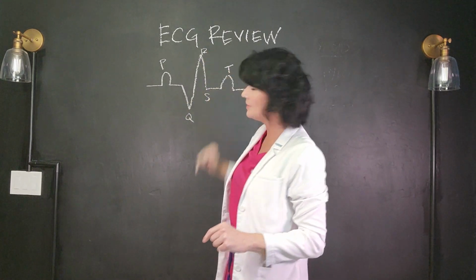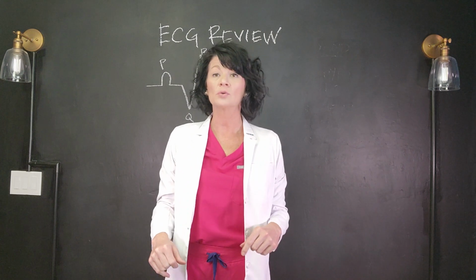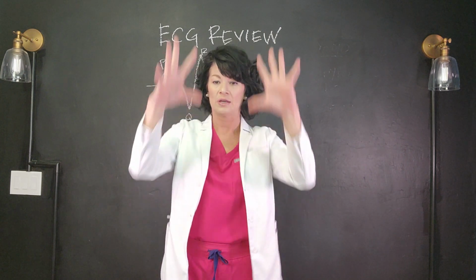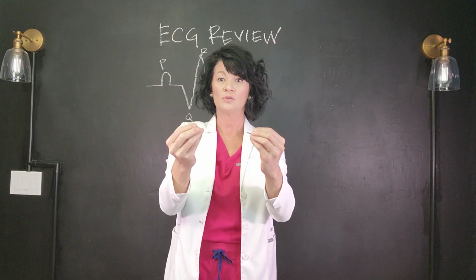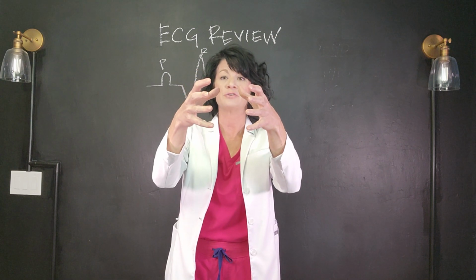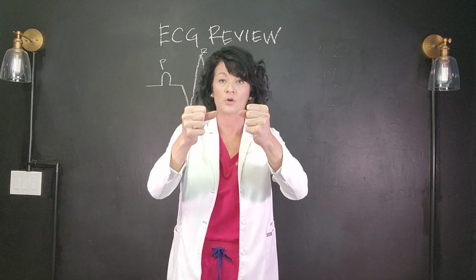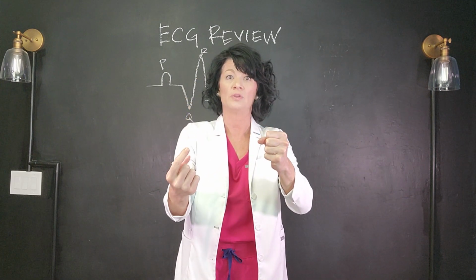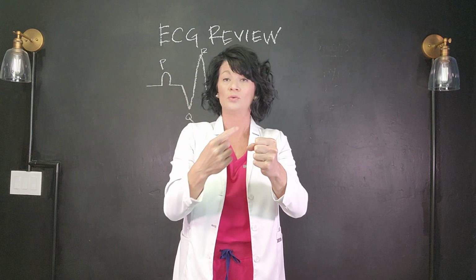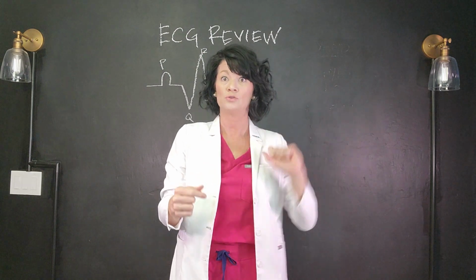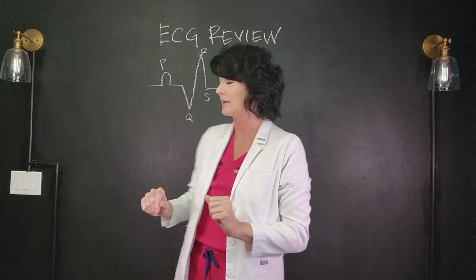Our QRS complex is now the depolarization of those ventricles. So now that electrical conduction is going from the atria to the ventricles, this in turn causes the ventricles to contract. So our QRS complex is those ventricles contracting, where blood is either pushed through the pulmonary valve into the lungs or through the aortic valve into the aorta and eventually to the body.